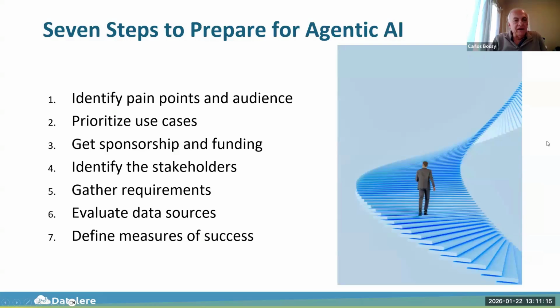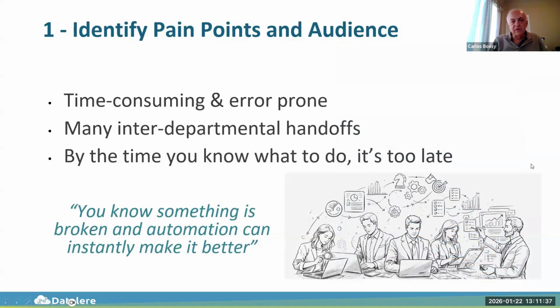So these are the seven steps. We're going to talk about identifying pain points, how to prioritize the use cases, how to get sponsorship and funding, identifying the stakeholders, gathering requirements, evaluating the data sources, and then defining the measures of success. So we'll go through these one at a time, in a little bit of detail on each slide.